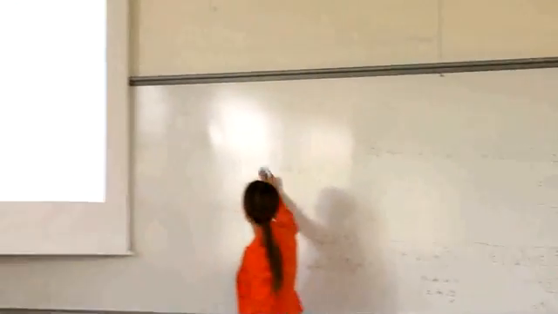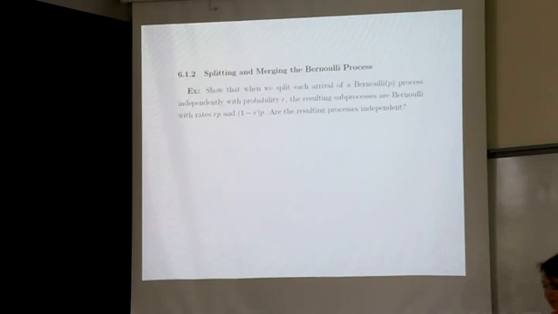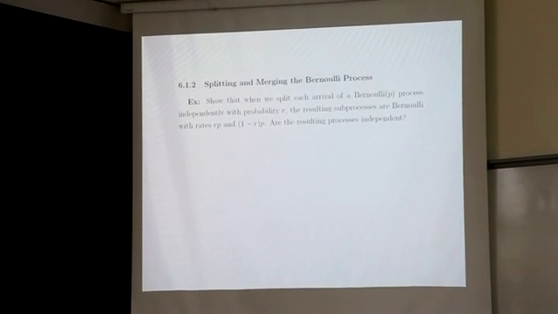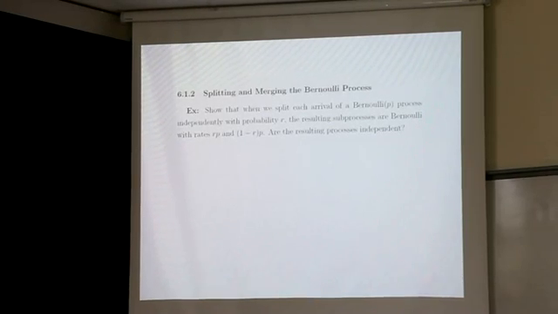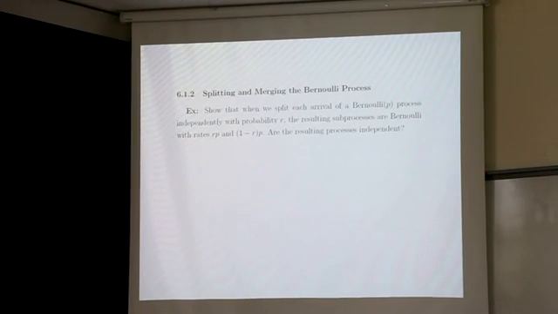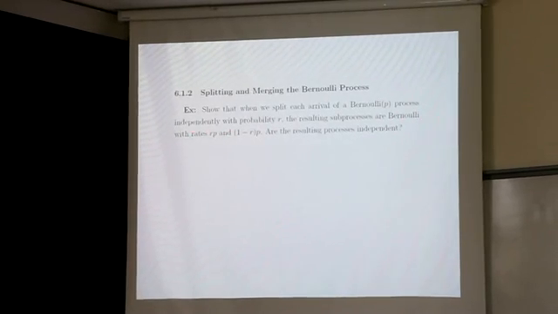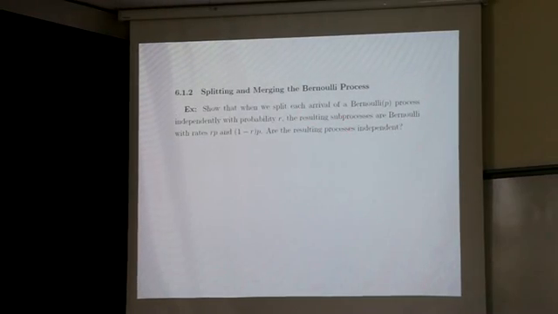All right, then the next topic is splitting and merging of Bernoulli processes. This will really prepare us for the Poisson process, which is going to be covered in the final lecture of this course. So this is really a simple result for Bernoulli processes. Show that when we split each arrival of a Bernoulli process independently with probability r, the resulting sub-processes are also Bernoulli processes with rate r times p and 1 minus r times p. And the question is, are the resulting processes independent?